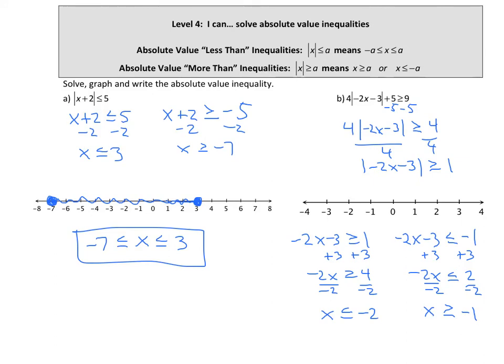X is less than or equal to negative 2. Again, it's a closed dot, and less than negative 2 is to the left. And then the other part is x is greater than or equal to negative 1. So a closed dot at negative 1, and greater is this way. So this is a situation where it goes off in two opposite directions. That's an OR inequality, and that would be my final answer.